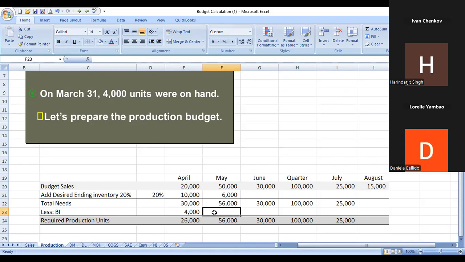But at the beginning of the May, we have our ending balance that's sitting from end of April. So on April 11:59, we have 10,000 units, which is our beginning balance on May 1st. So we already have 10,000 units, which means we need to produce only 46,000 units. Does that make sense?